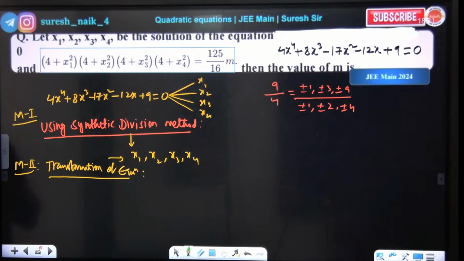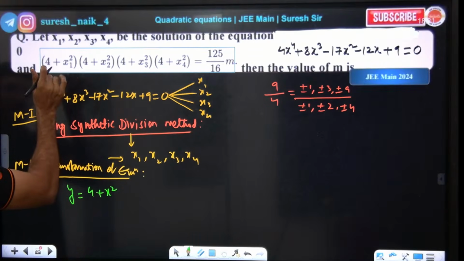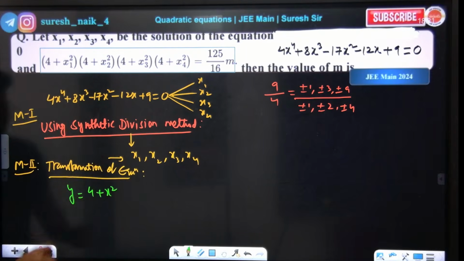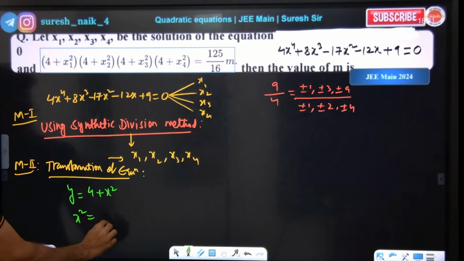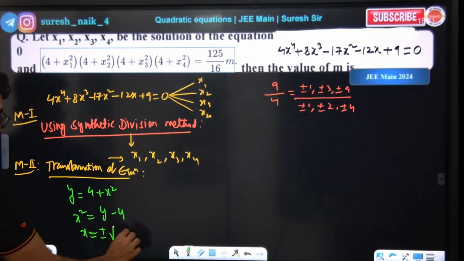So guys, new root, old root, tell me. Old root is equal to 4 plus x square. Check, they have given it in terms of what? New root is equal to 4 plus x square. Basically we need to find out x. Now I need to write x square here, which is y minus 4. What is x here? Plus or minus square root of y minus 4.